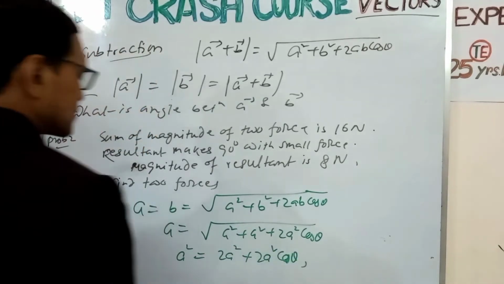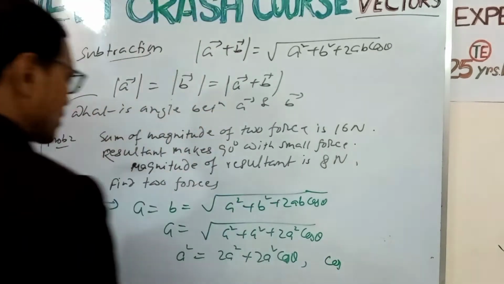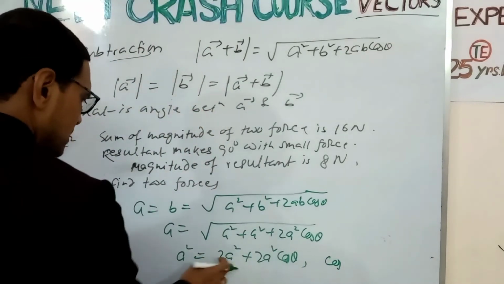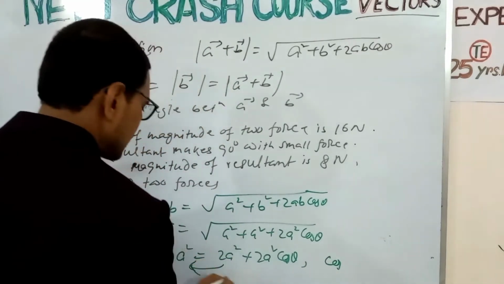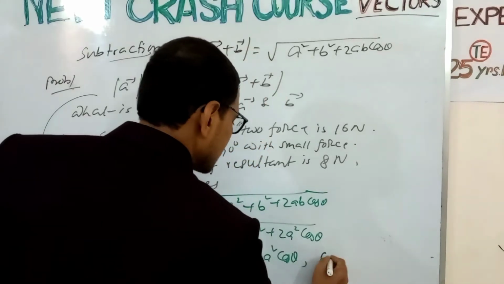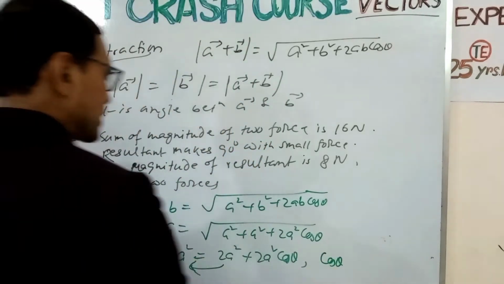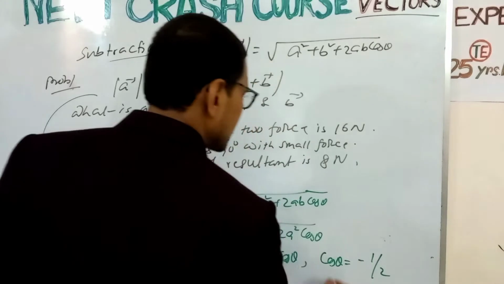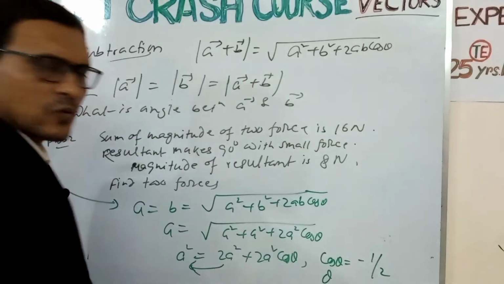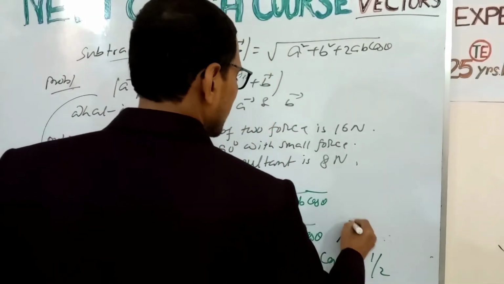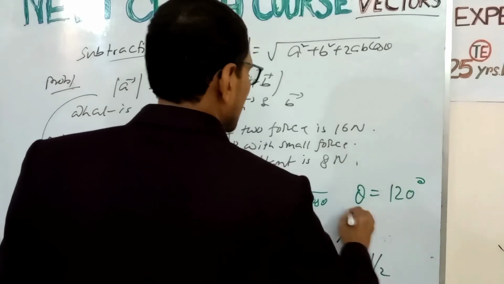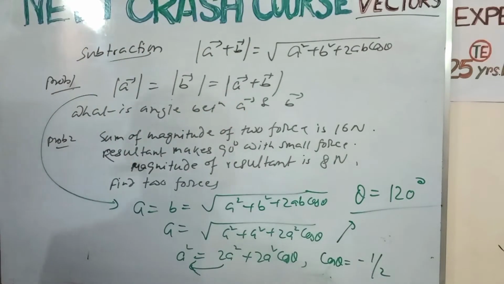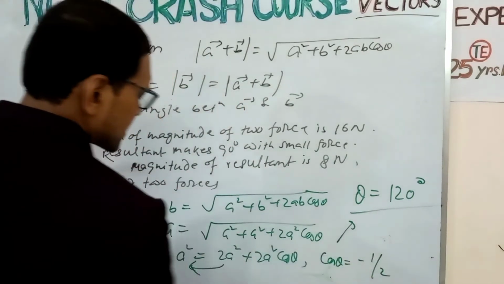Now cancelling from each other, if a square equals this side, then a square cos theta. By simplifying, we get cos theta equal to minus half. Okay, that is theta equal to 120 degrees. This is the answer. By simplifying this, we get cos theta equal to minus half.